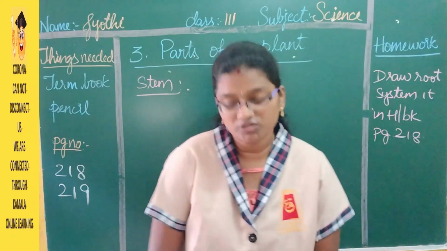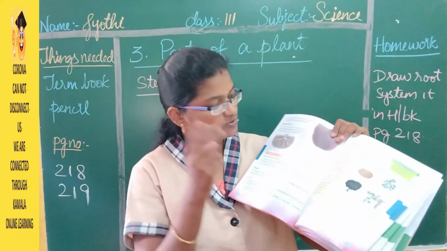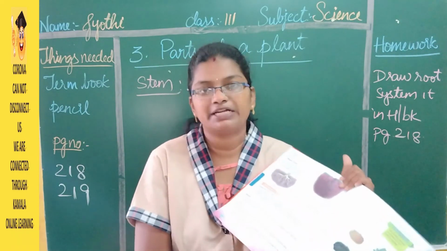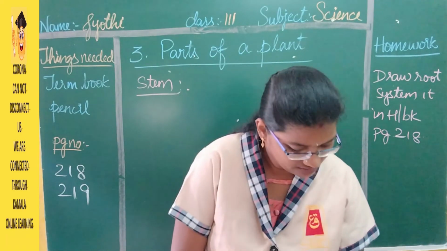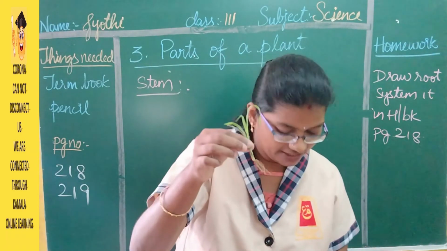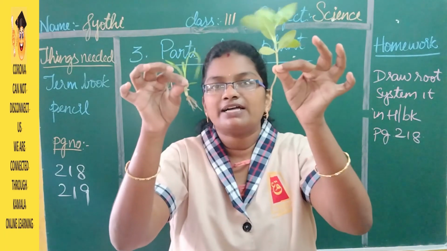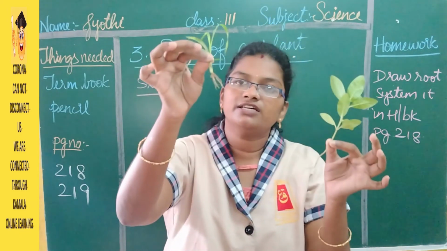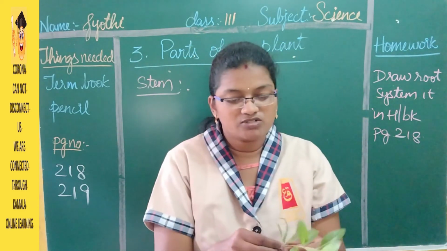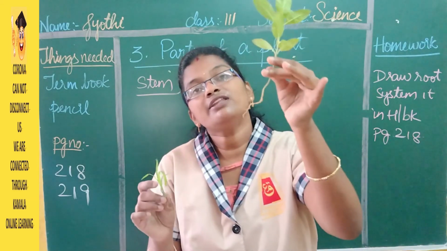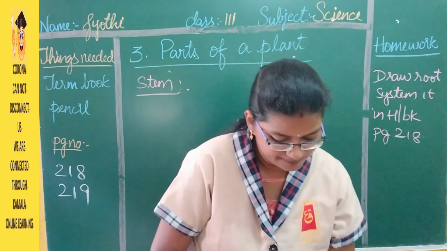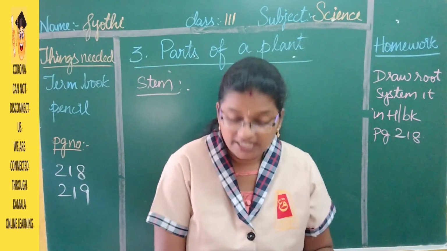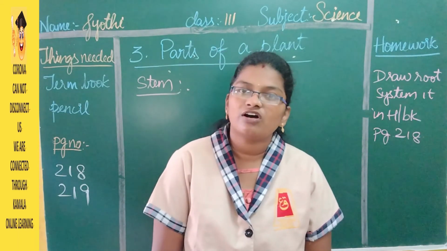So you have to draw the root system. As I already told you, there are two types of roots, that is taproot and fibrous root. So these two roots you have to draw one time in the homework book. And in your surroundings, if you have, you can go and pluck the plants like this, and check the types of roots. So one is taproot and another one is fibrous root, right? So check it and find out the differences between the taproot and the fibrous root. So read the lesson and draw the pictures. We will meet in the next class and we will learn about the functions of leaves.